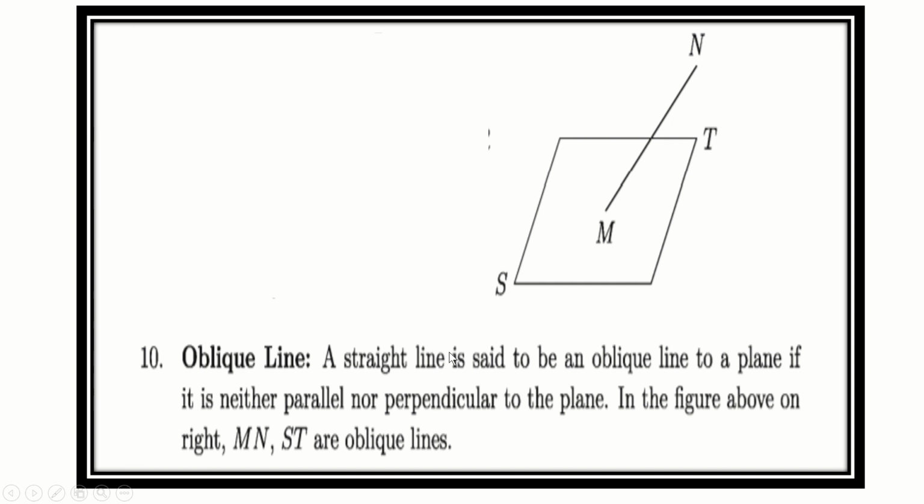Oblique line. A straight line is said to be an oblique line to a plane if it is neither parallel nor perpendicular to the plane. In the figure above, that means this MN and ST are oblique lines. Okay.